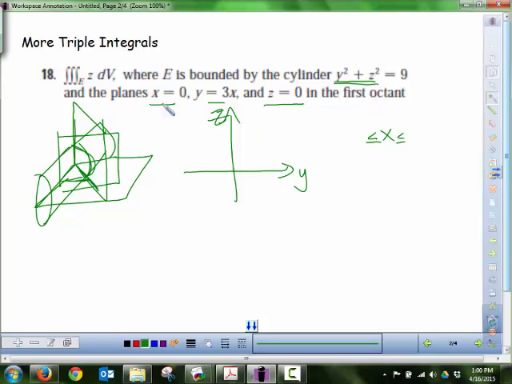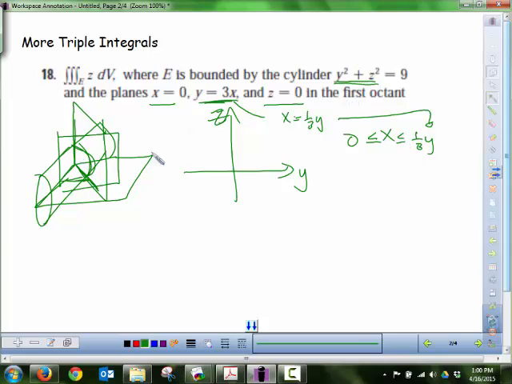where my x's might be involved here. It looks like I'm going to enter my region at x is equal to 0, and then I'll be inside of the region and eventually exit my region at x is equal to 1/3 y. I need it in terms of x, so x is equal to 0, and x is equal to 1/3 y. That's where I'm going to get out.